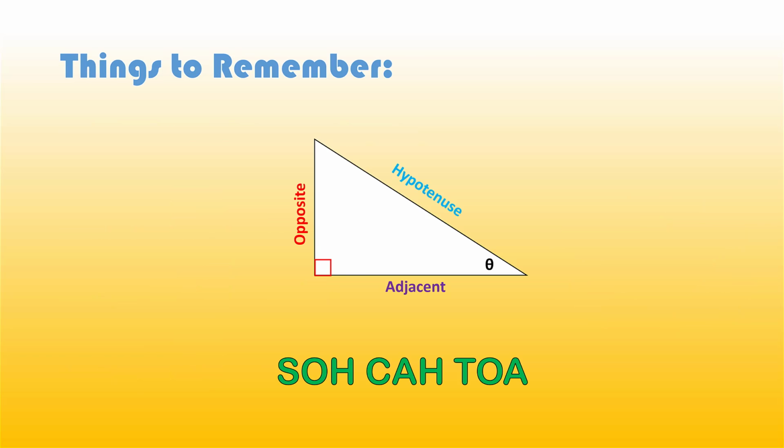Some things to remember. Most importantly, you need to be able to label your sides, opposite, adjacent, and hypotenuse. If you cannot label those sides, then you're going to have a very difficult time finding the right trig ratios. And then after that, we need to understand SOHCAHTOA as a mnemonic device that helps us to remember sine is opposite over hypotenuse, cosine adjacent over hypotenuse, and tangent is opposite over adjacent.